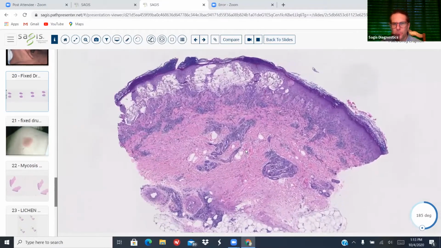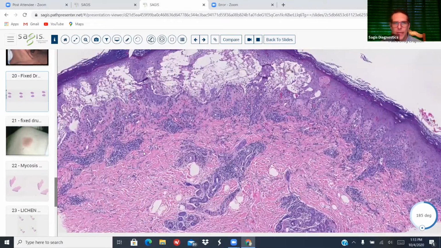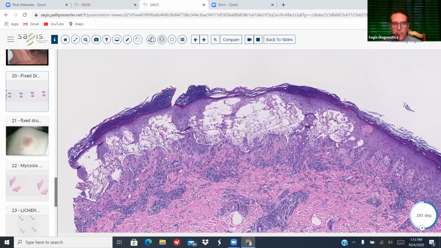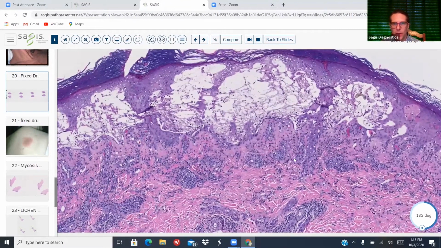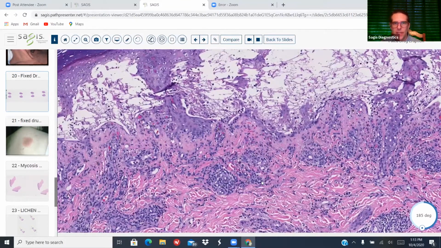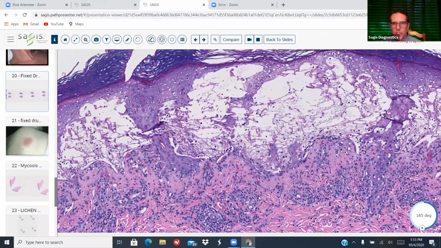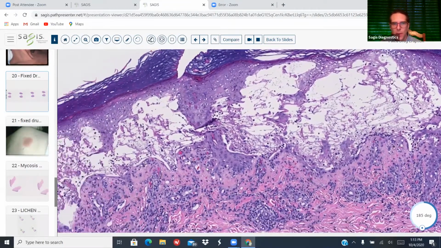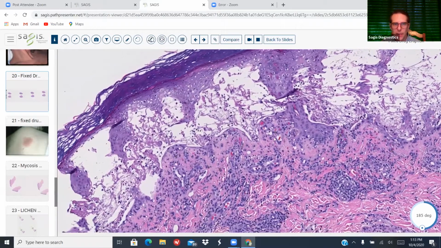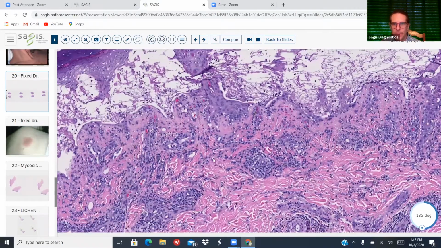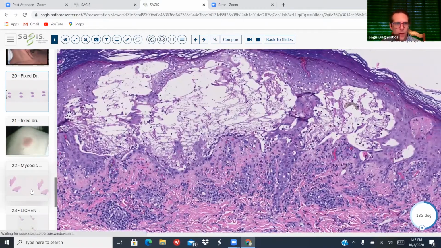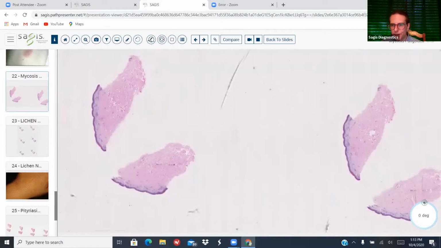Of course, you can get fixed drug that's vesicular, and so sometimes you biopsy this in isolation and think, oh, this is TEN, but in the right clinical scenario, it's not TEN. Okay. All right, let's move on to the next case.